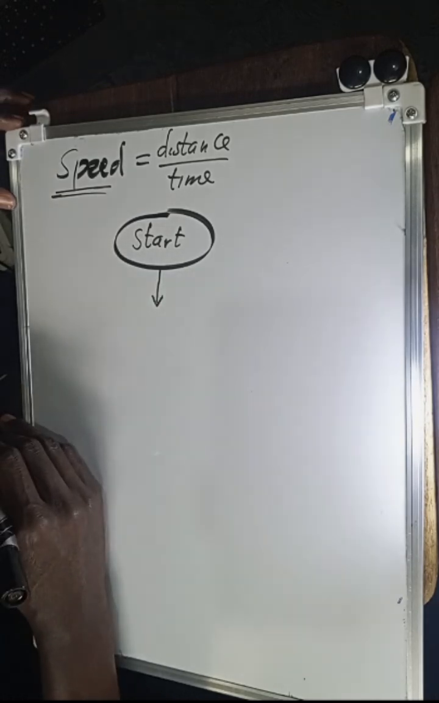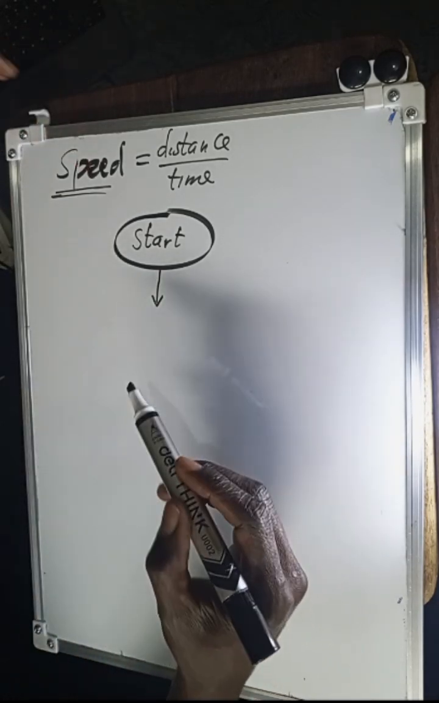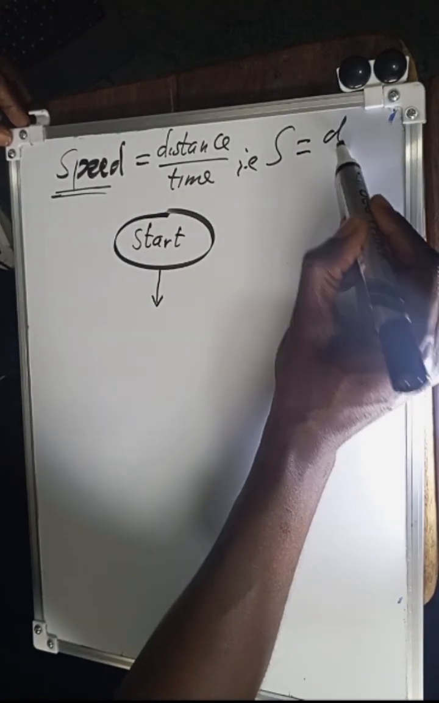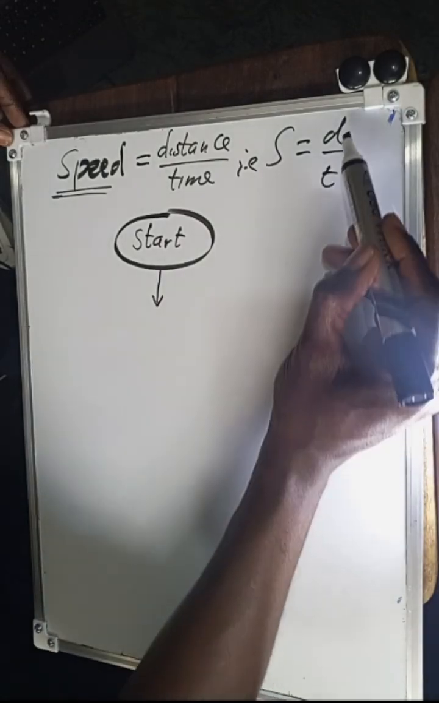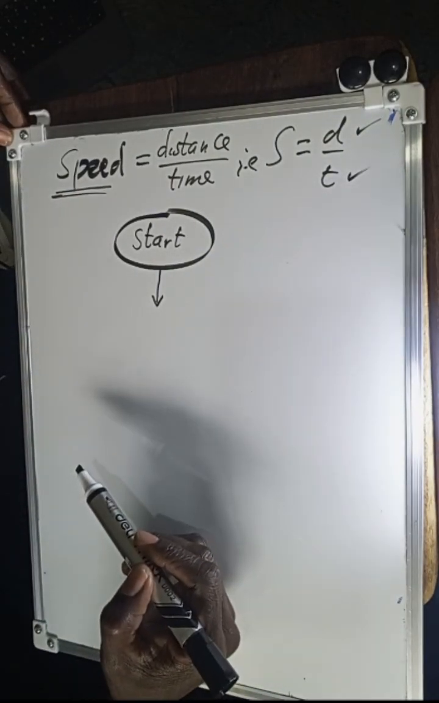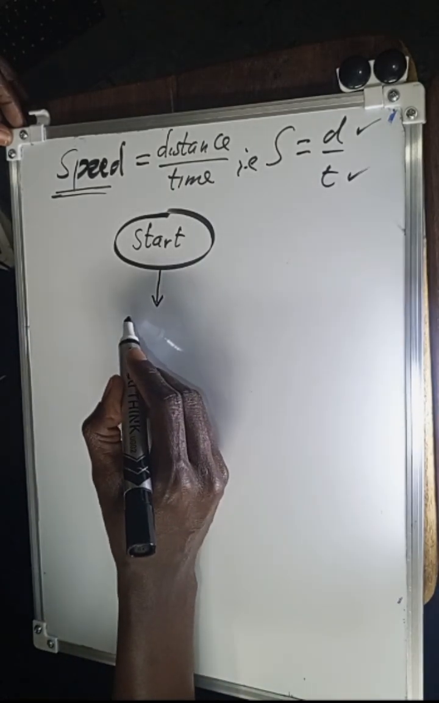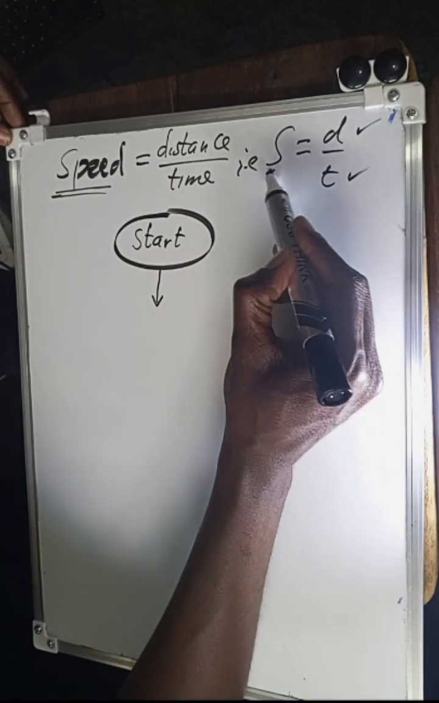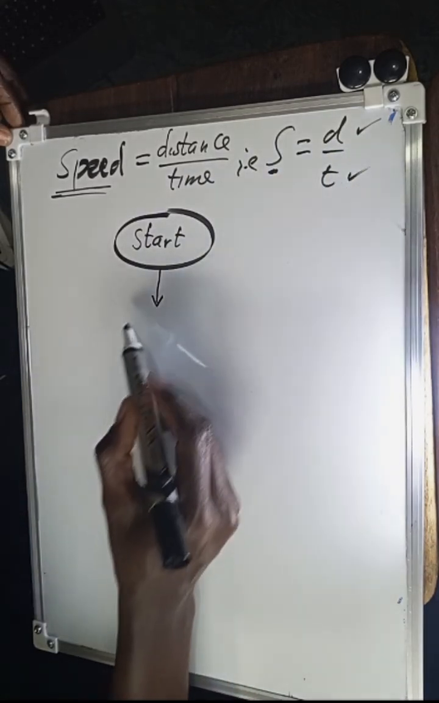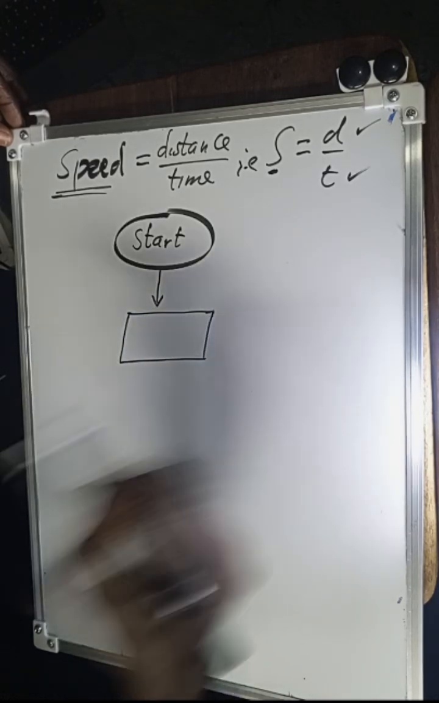So what's the next thing that I'm going to do? Remember, in order for you to calculate speed, what two things do you need? Speed is equal to distance divided by time. So we need to know the distance, and we also need to know the time. So what are we going to do? Well, we need to enter those. This is where we use the parallelogram.